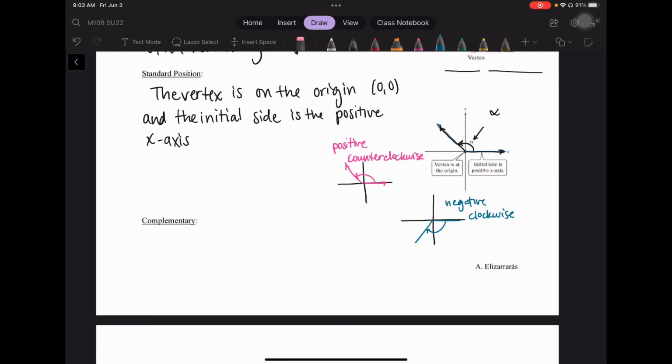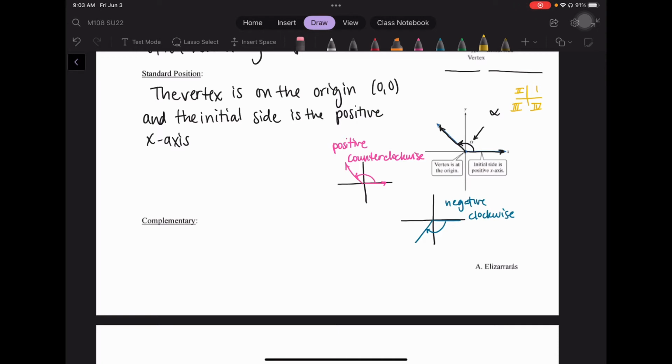Think about it following the quadrants. Your quadrants are labeled starting in the upper right-hand corner as 1, 2, 3, and then 4. And so if you have a positive angle, you start in quadrant 1 and you go through in numerical order. If you have a negative angle, you're actually going in reverse.